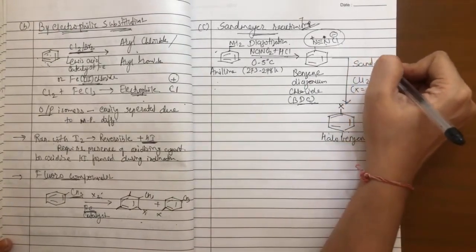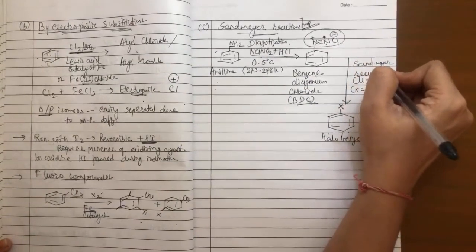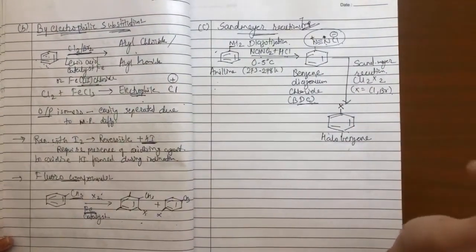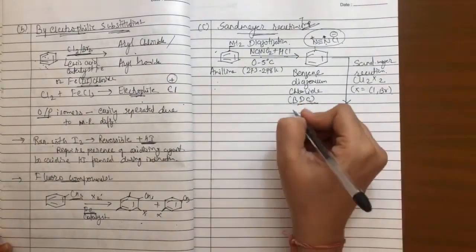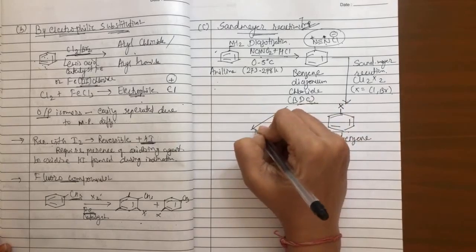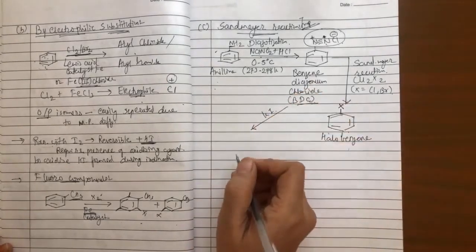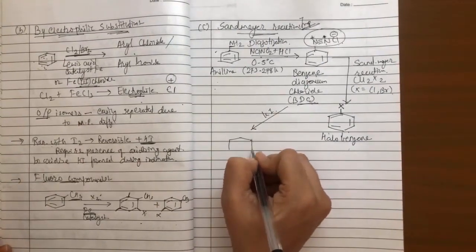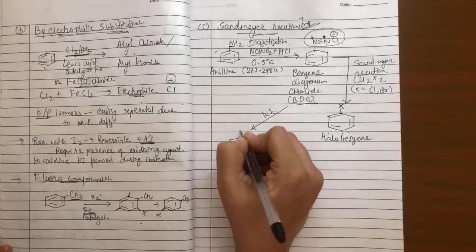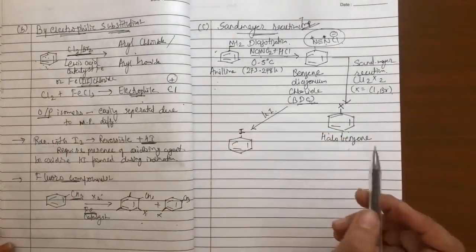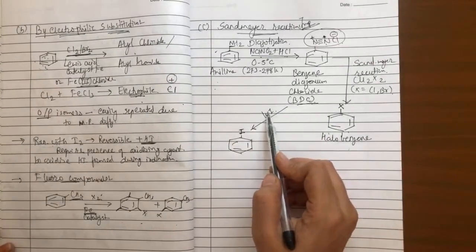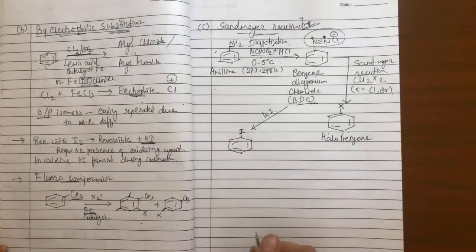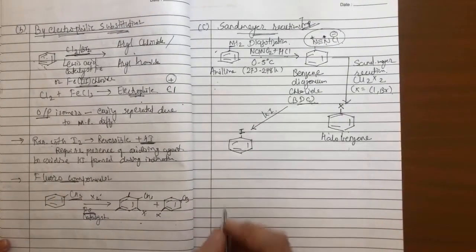The first one is the diazotization reaction, but whenever there is a question on the Sandmeyer reaction, you have to explain the whole thing, even in board exams. If I treat this benzene diazonium chloride with KI, potassium iodide, this is not the Sandmeyer reaction, and the product formed is aryl iodide, iodobenzene. That's it. That is about the Sandmeyer reaction.